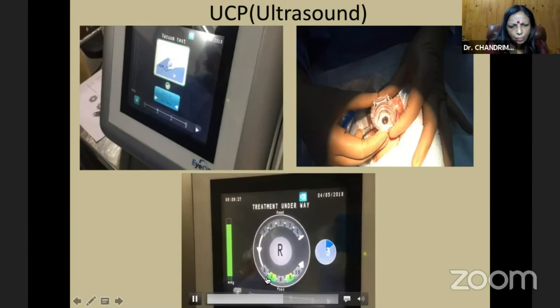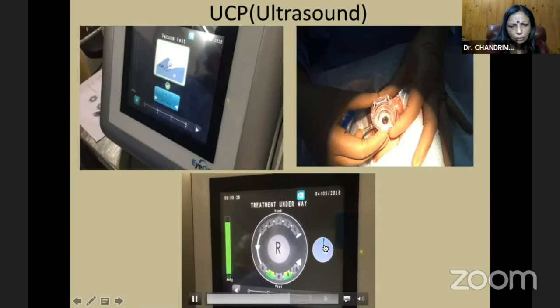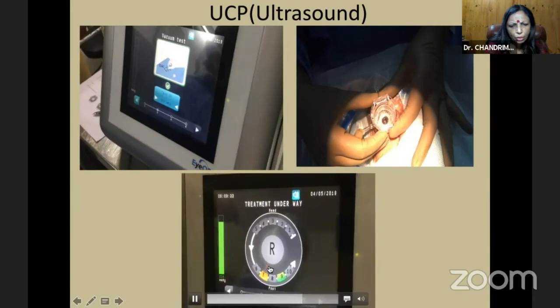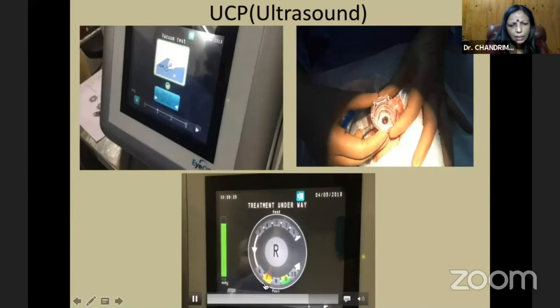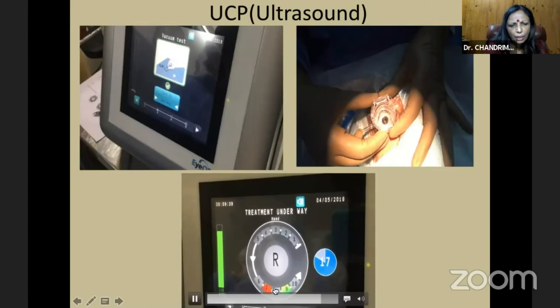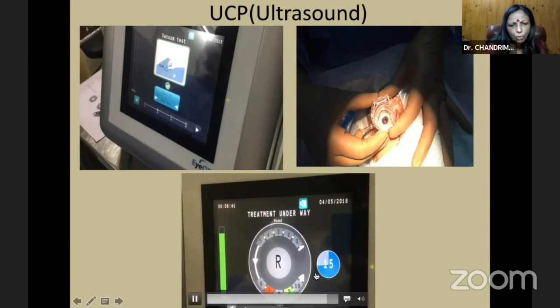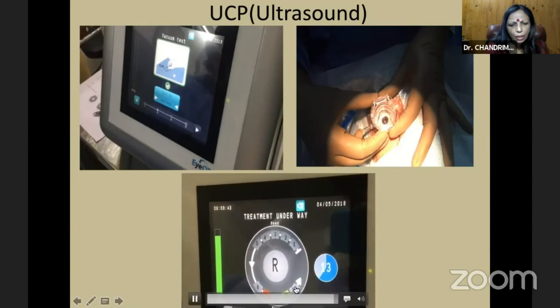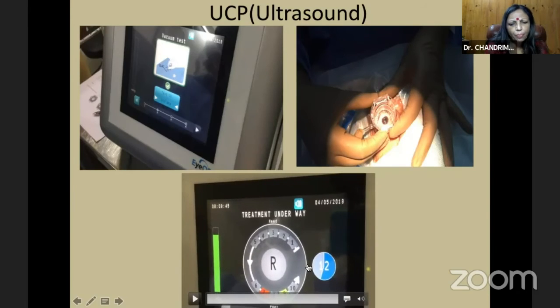And that's the calibration. Once this is done, those red spikes that you see are the ones where the ultrasound wave has been applied, and then when this is over, it becomes red, and then there is again a gap of 20 seconds, and then it will go on to the next quadrant.